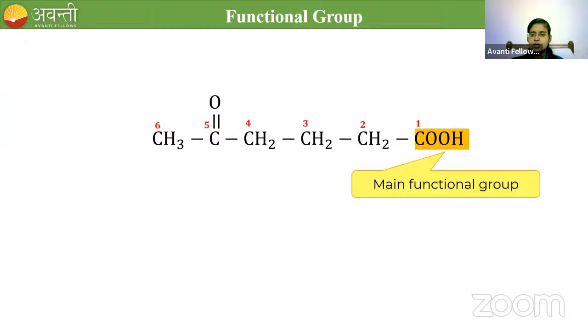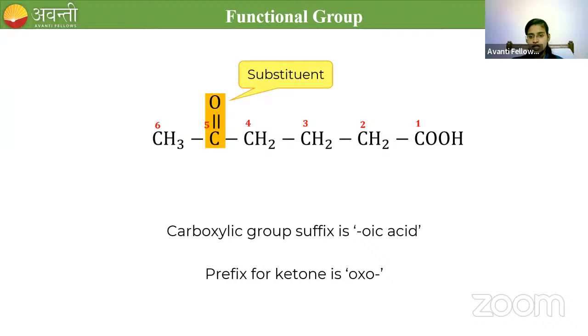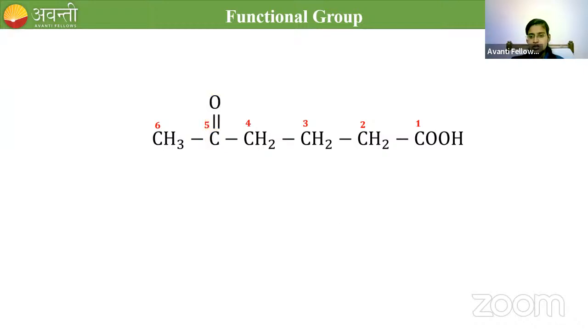The suffix that you will use for this main functional group is oic acid. Carboxylic acid group suffix is oic acid. Then, since ketone is taking the second preference, or since ketone is acting as a substituent, you have to use the prefix. The prefix for ketone is oxo. So the main functional group has to take the suffix. The substituent should take the prefix. So this is the name, prefix and suffix.